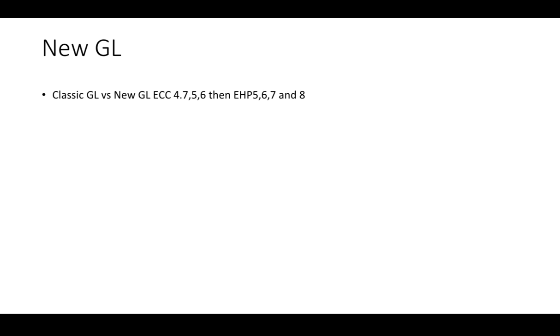I believe 4.5, no 6, 4.5, right? ECC 4.7, 5, 6, then EHP 5, 6, 7 and 8. These are different versions of the SAP system, right? 4.7 was the first, then 5, then 6, then EHP. EHP stands for Enhancement Pack, right? And then EHP 5, then 6, 7 and 8. I believe now currently they have SAP's latest and greatest, SAP ECC 6, EHP 9.